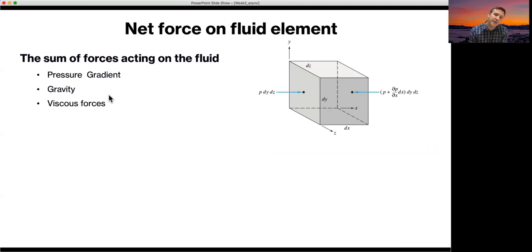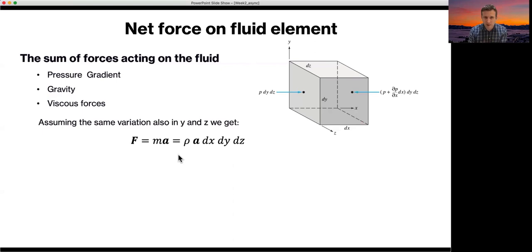Okay, so why is this important? Well, because we start to be able to construct the fluid mechanics equations. The sum of the forces acting on this fluid element can comprise a pressure gradient term, a gravity term, and the viscous forces. And all of these forces can contribute to the left-hand side of Newton's second law, F is equal to ma, where we rewrite the mass as a product of the density and the volume. Or per unit volume, small f is equal to rho a.